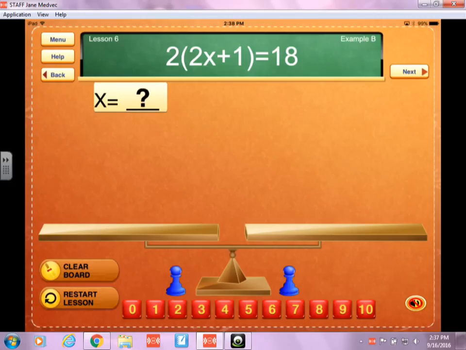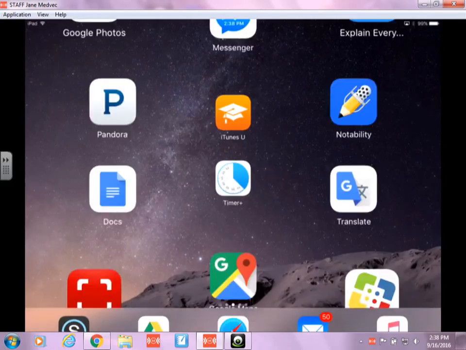Now, do you see the number 2 in front of the parentheses? Do you see that right there? That means that I have 2 presents. You like presents, right? Except for math presents, right? Inside the present is 2x plus 1. Do you see that? So there's 2 packages of this. Okay? So I'm going to go back to my notes.